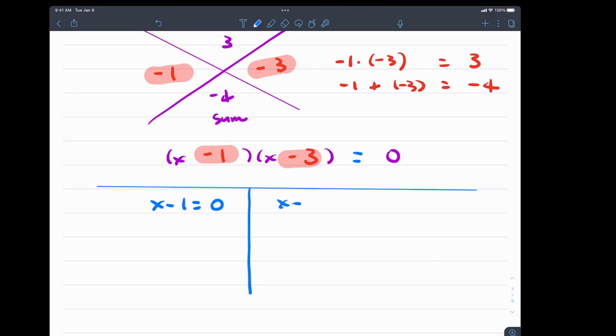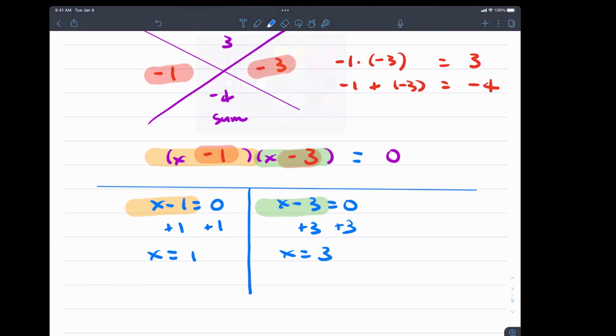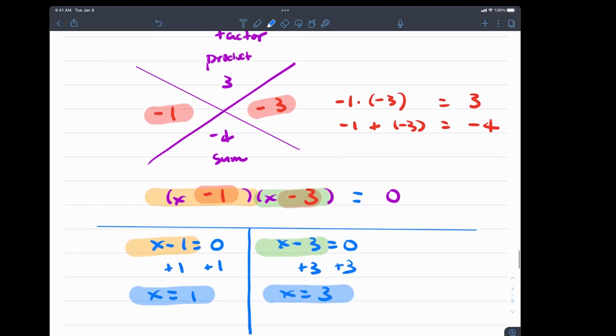X minus 1 is 0. X minus 3 is 0. So you're going to have this here, and then you have over here. Okay, now you're going to do what? Add 1 to both sides. 0 plus 1 is 1. Add 3 to both sides. 0 plus 3 is what? 3. There you go. X is 1. X is 3. Here's your solutions here.